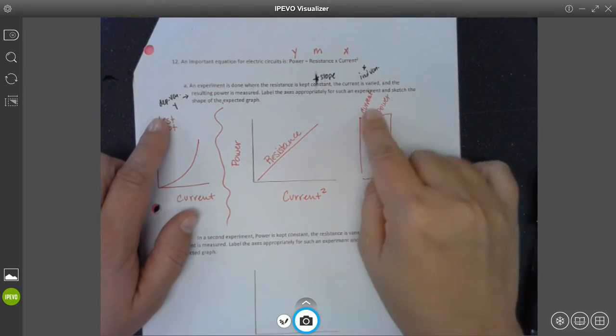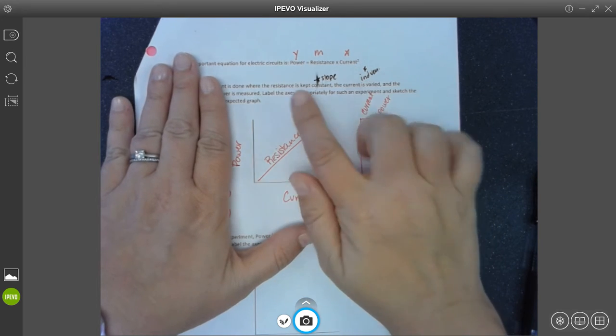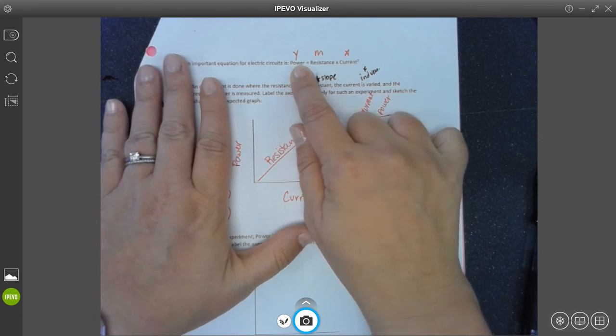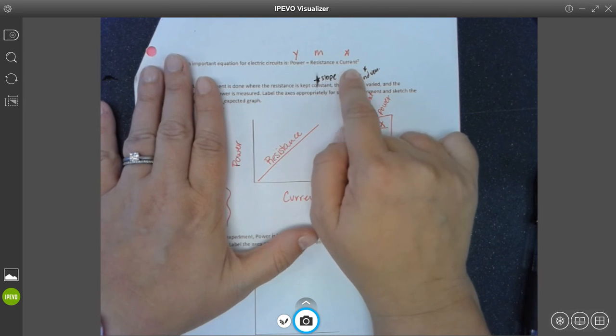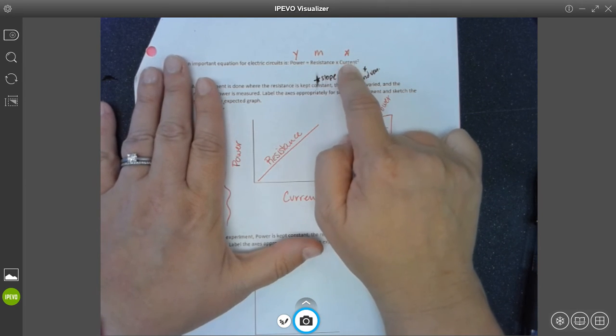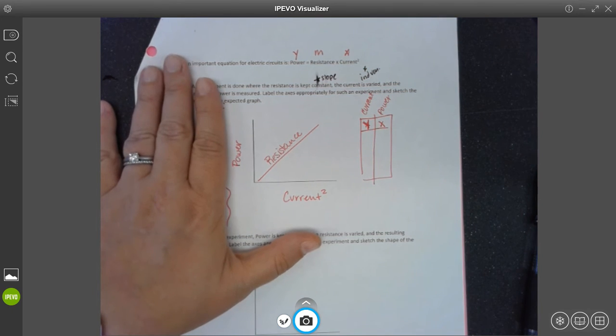I could make a table. I'm not going to. So if I identify that as my y-axis and I just put power there because it's coming right from my equation, and I take current squared as my x-axis, then I should get a straight line that describes the resistance.